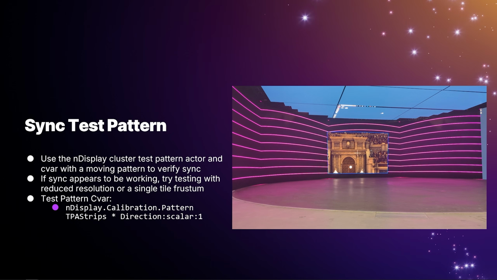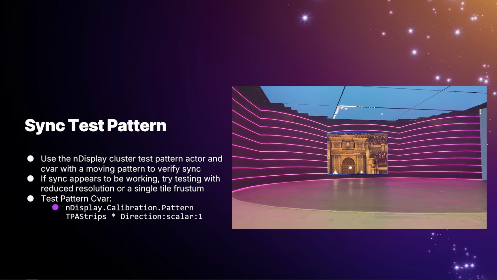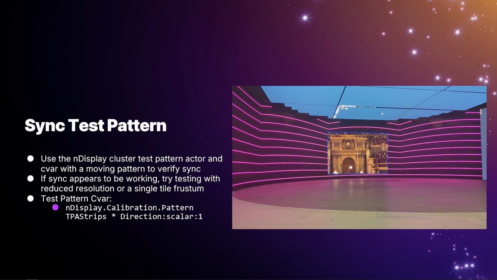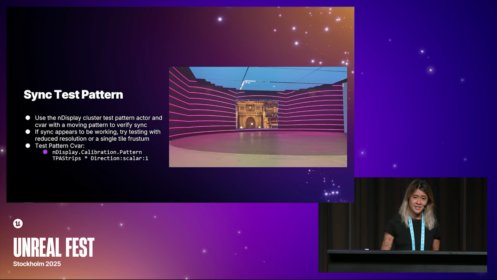Another thing to double check is probably that sync is set up correctly, say if you're using tri-level or PTP sync. There's an end-display test pattern that's built into the engine that's really handy. It does a moving pattern, so you can check that you're not getting seams across, or that they're not traveling at different speeds or something. It should go across the entire cluster. For that one you have to add an actor into your scene and then set the C-bar. That's the one that I usually use for testing.